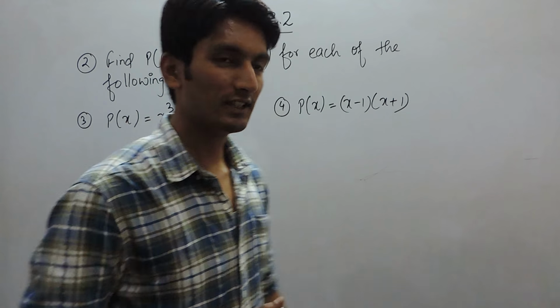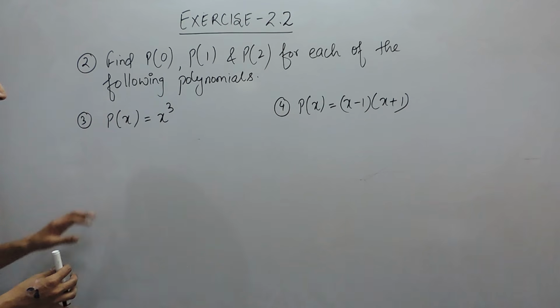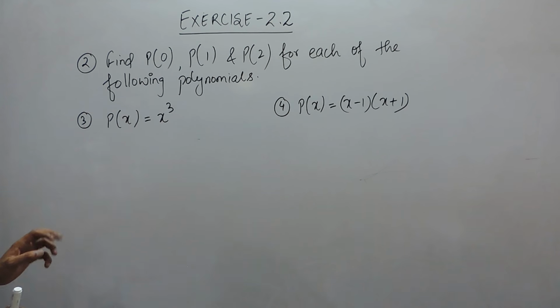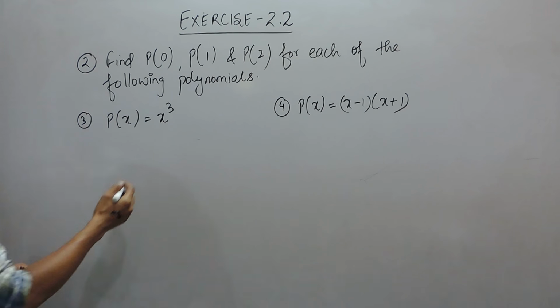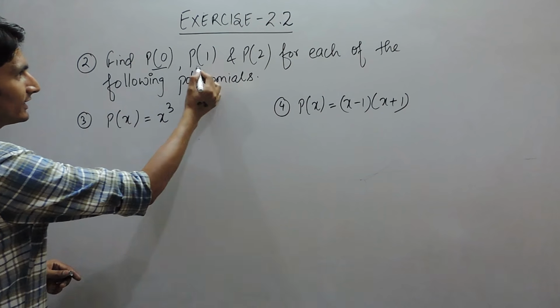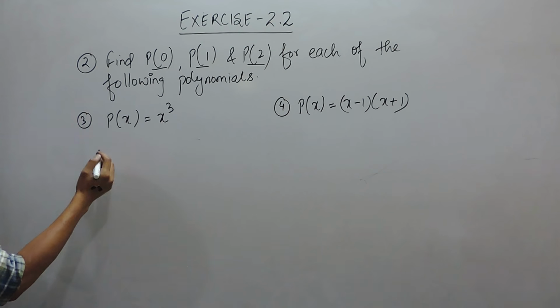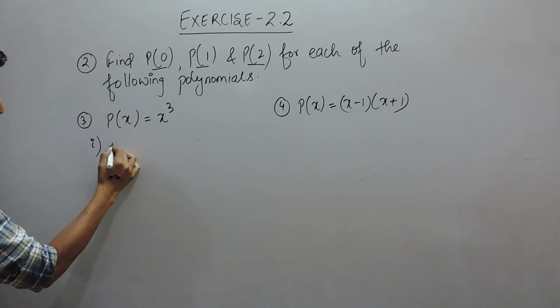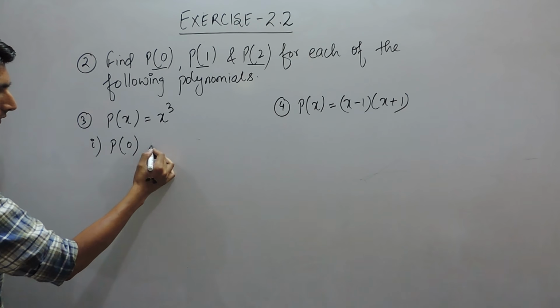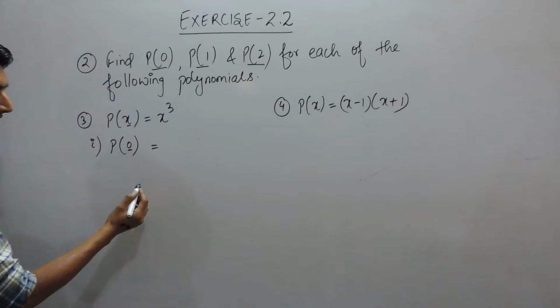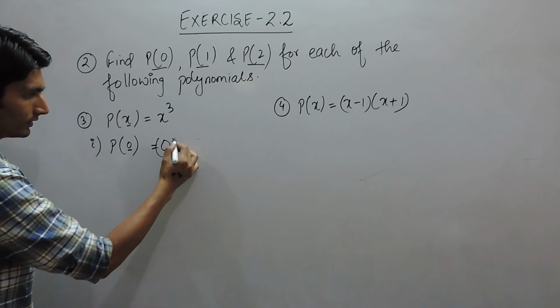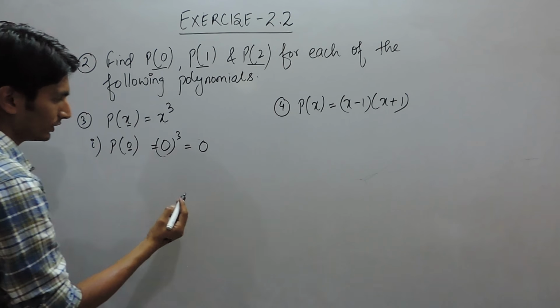Hello everyone, in this video we are solving parts 3 and 4 of question number 2. In this part also you have to find the value of P0, P1 and P2. First of all, you have to find the value of P0, meaning the value of x is 0, so 0 raised to power 3 is basically 0.